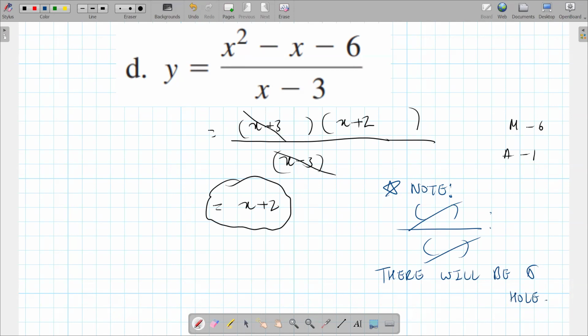So we cancel out x minus 3, right? Mm-hmm. So at x equals 3, again, set it equal to 0. At x equals 3, there will be a hole.